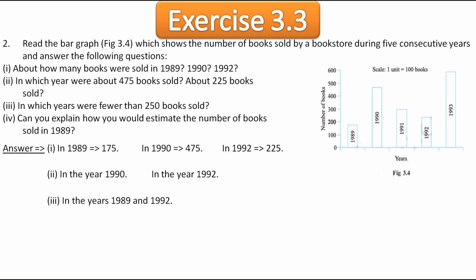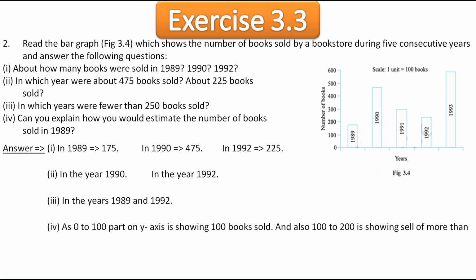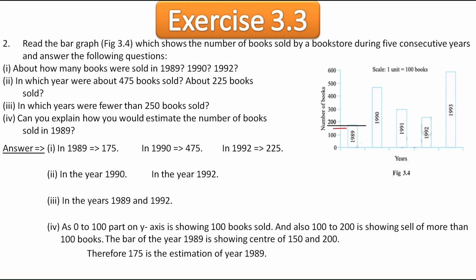The next question is, can you explain how you would estimate the number of books sold in 1989? Just now I explained how I assumed the number 175 for 1989. We can write it this way: 0 to 100 on the y-axis shows 100 books sold, and 100 to 200 shows a sale of more than 100 books. As the bar of the year 1989 is at the center of 150 and 200, we can say 175 is the estimate for 1989.